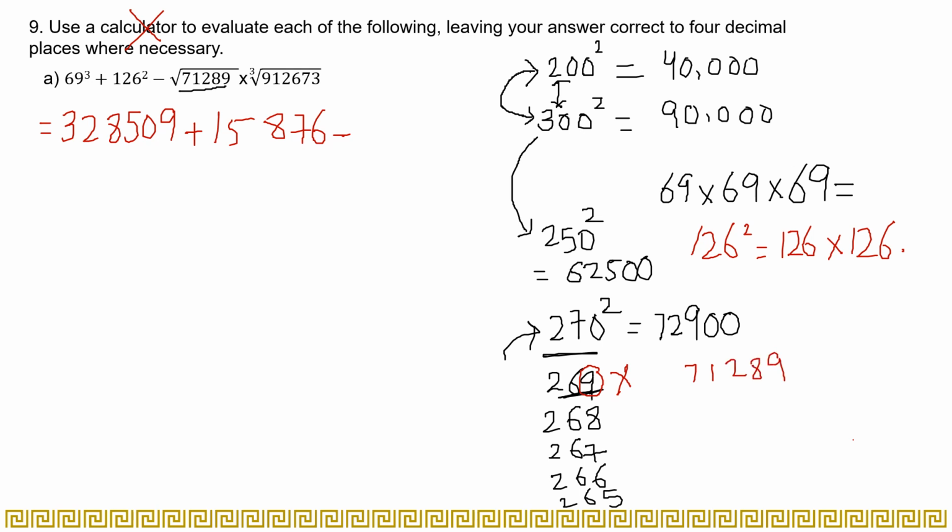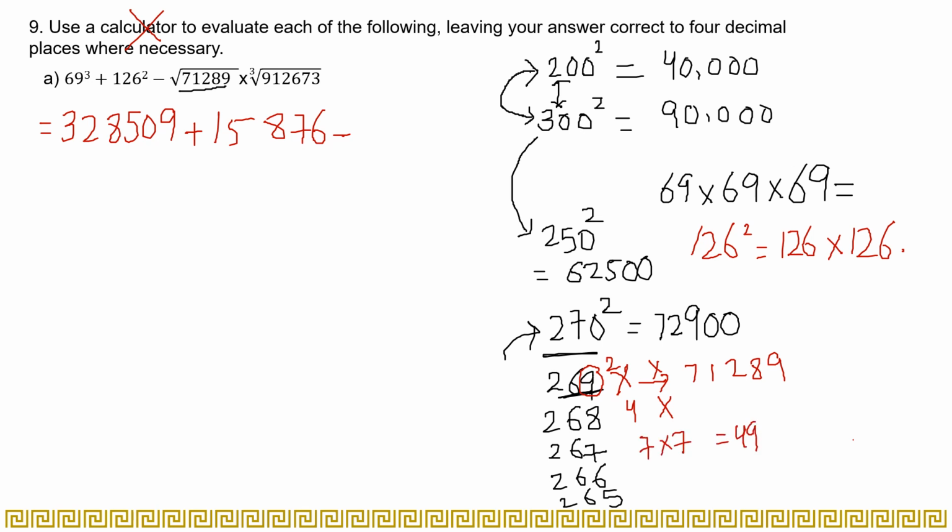So this can't give you 71289. This is not possible that this number squared will give you 289. It's not possible. What about this? 8 times 8 is 64. At the end you get 4. This is also not possible. What about this? 7 times 7 is 49.